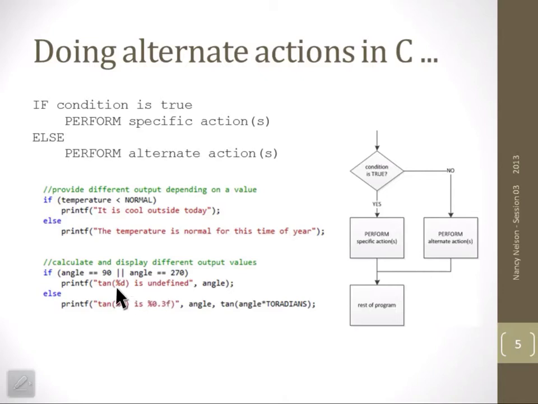What's going to get substituted in for the %d is the value that angle has. If the test fails, we're going to print the tan of whatever our angle is, the actual value.